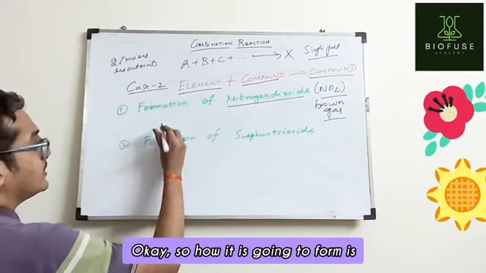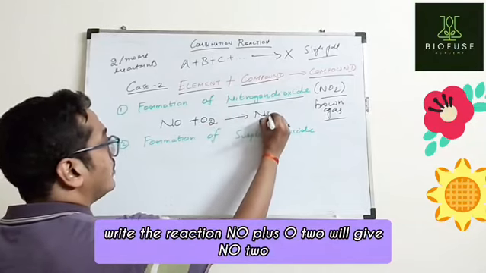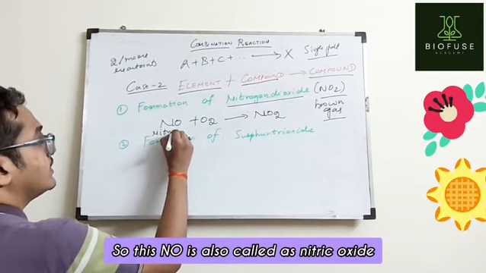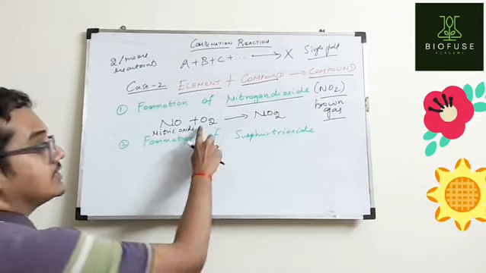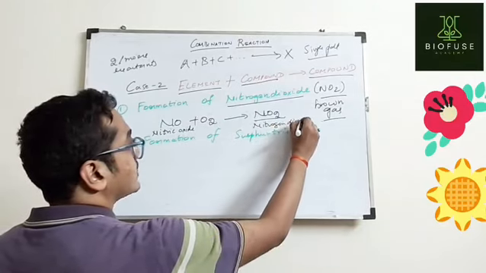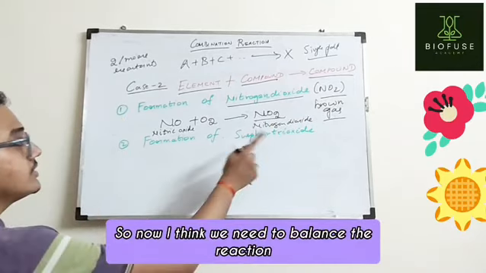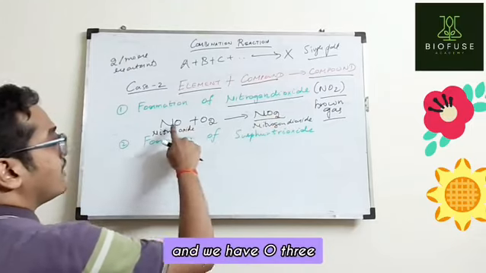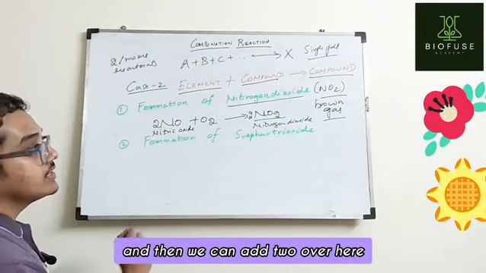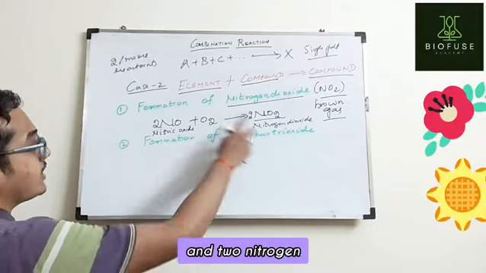So we are going to write the reaction. NO plus O2 will give NO2. This NO is also called nitric oxide. This is oxygen, we already know, and this is nitrogen dioxide. Now we need to balance the reaction. Here we have O2 and here we have O3 (sic). So we can add 2 over here and 2 over here. That means here it becomes 4 oxygen and here it becomes 4 oxygen, and 2 nitrogen and 2 nitrogen.